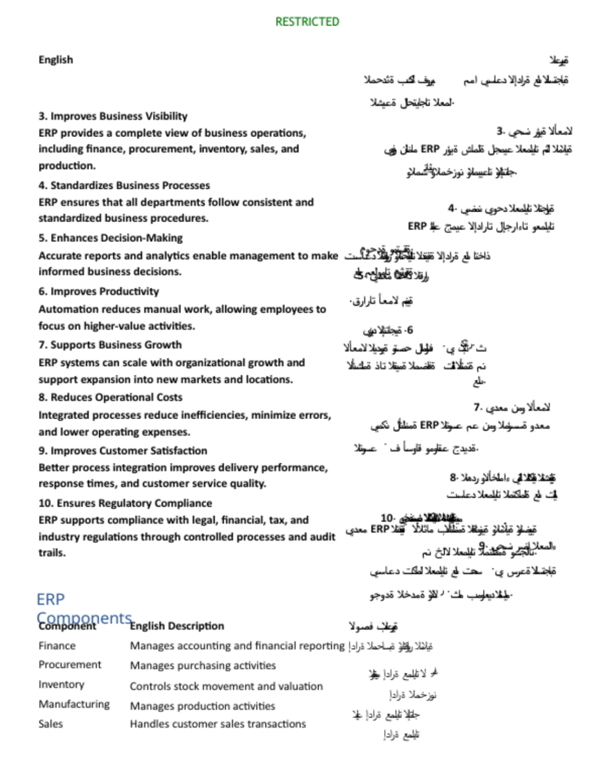It manages everything from purchasing and inventory to production and sales. It also handles accounting and financial reporting, giving us a full picture of business operations. By integrating these functions, ERP improves visibility across departments, standardizes processes, and supports better decision-making. This leads to greater productivity, reduced costs, and stronger customer satisfaction. In short, ERP helps businesses run smarter, faster, and more efficiently.